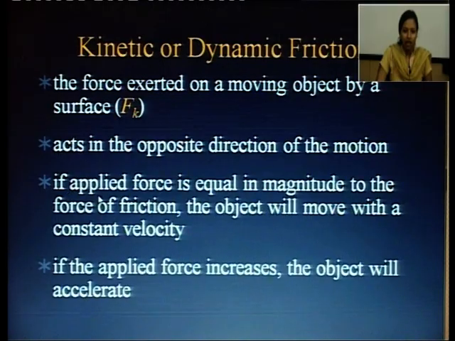If the applied force is equal in magnitude to the force of friction, then the object will move with constant velocity. But if the applied force increases, then the object will accelerate, and vice versa. If the applied force decreases, then the object will decelerate, that is, its velocity decreases.